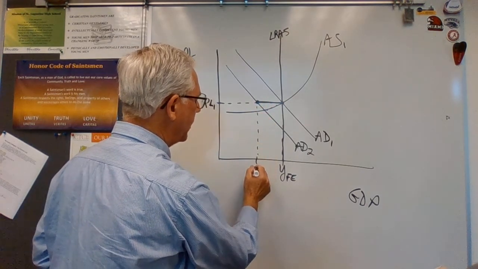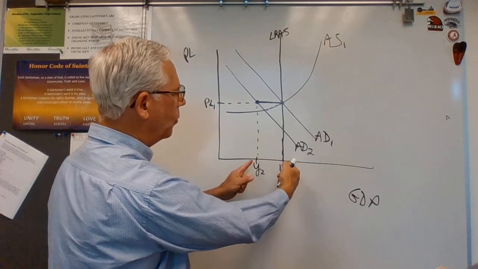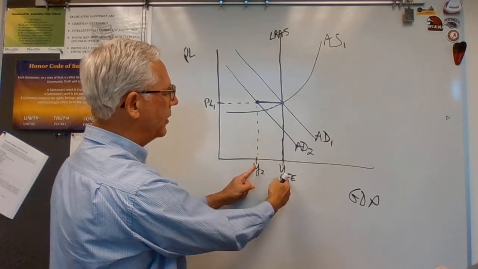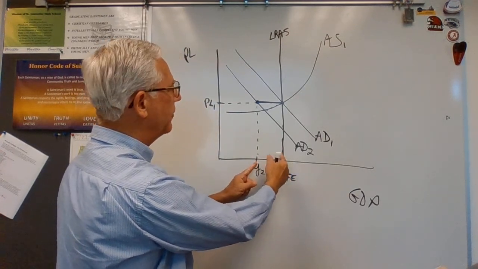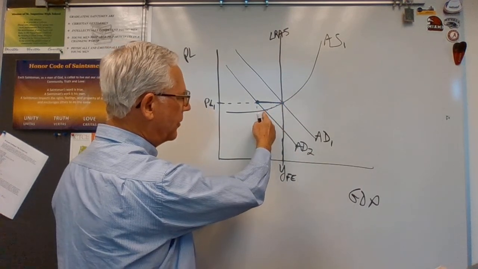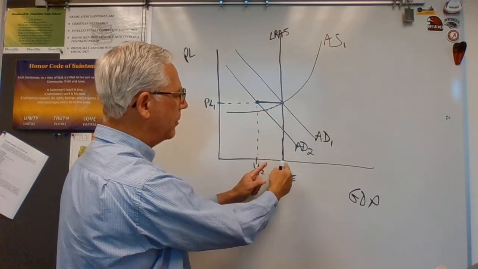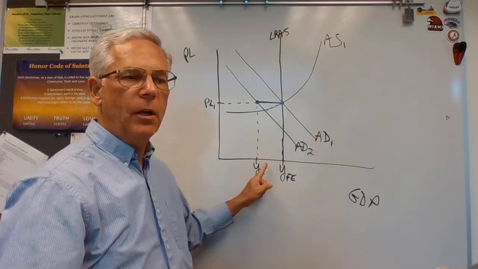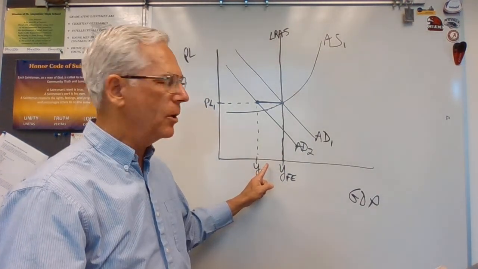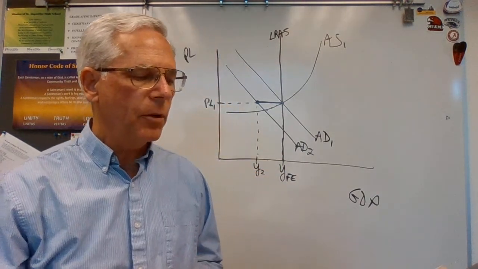This is going to result in Y2 way below the full employment level of output, the full multiplier effect. If prices had come down, we only would have wound up here, maybe 60, 70, 80% of the multiplier instead of the whole multiplier effect. Number 6.